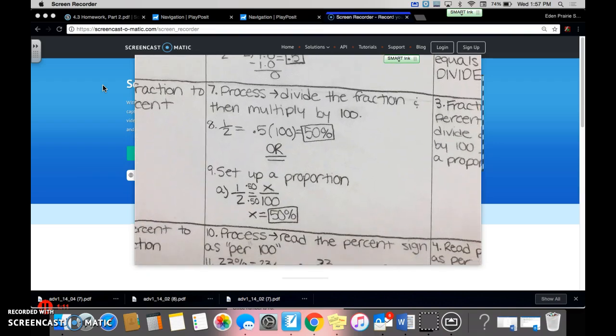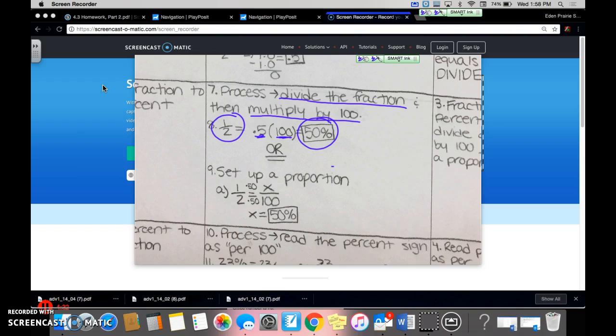To go from a fraction to a percent, same thing, we have to divide, but after you divide, you do what? Multiply by 100. So we've already talked about 1/2 gives us 5/10. If we multiply that by 100, we now have our percentage, which is 50%.